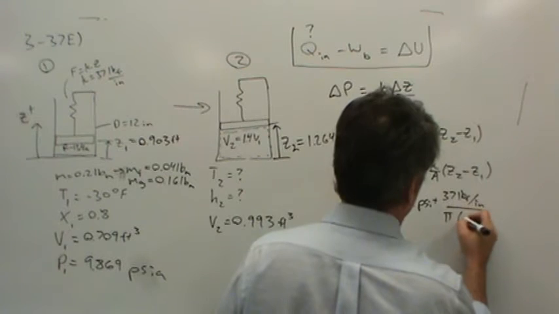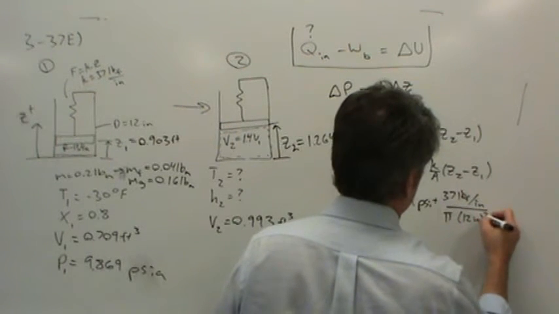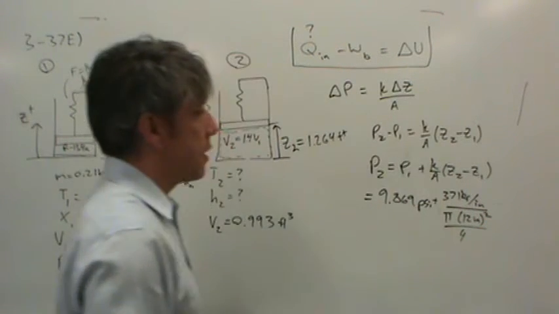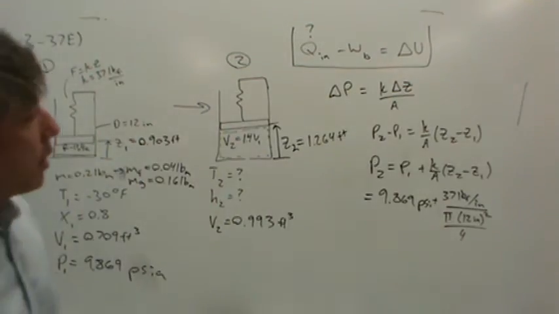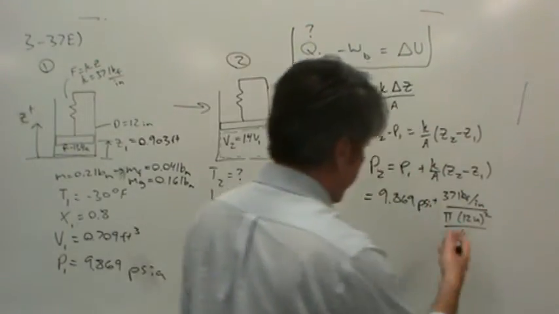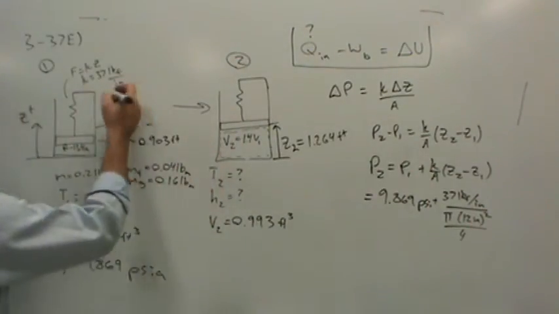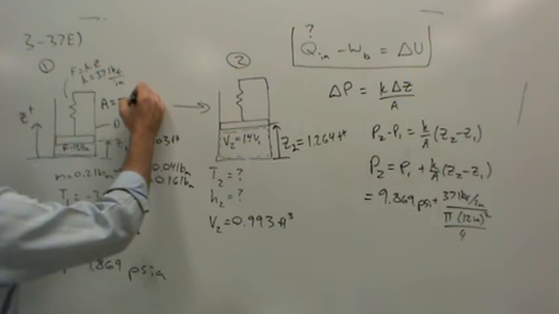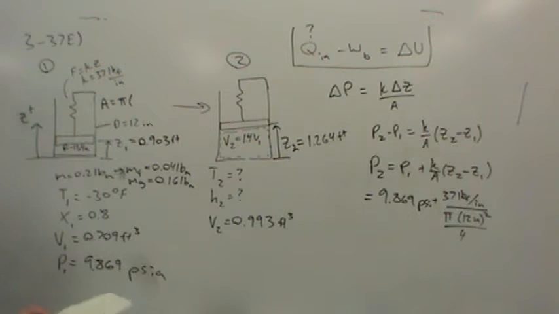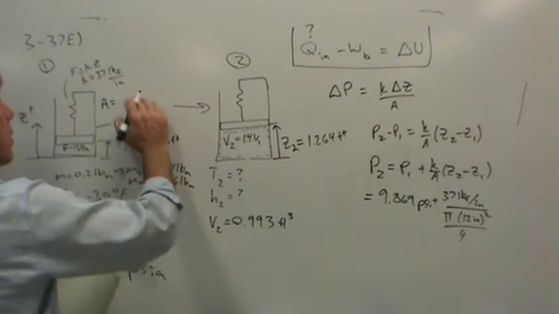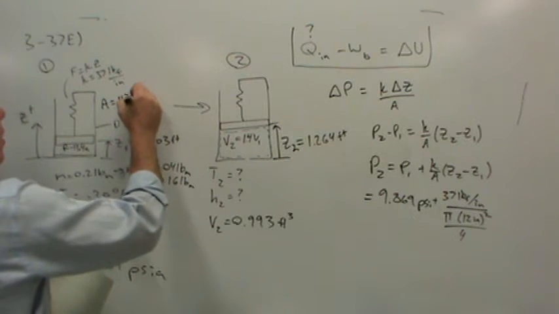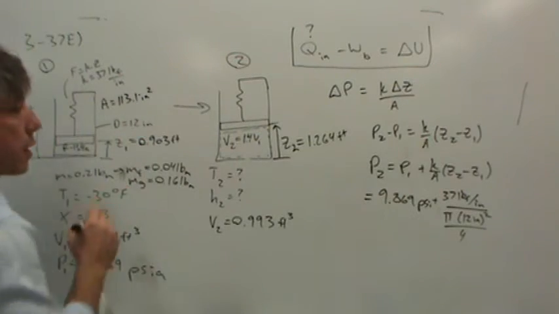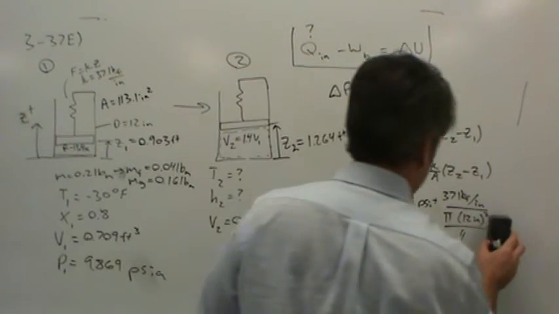So pi times 12 inches squared over 4. So that's pi d squared over 4. It takes care of the area. We may as well go ahead and get the area while we're here. Why don't we just calculate? What is the area? Pi times 12 squared over 4. Did I do that? I don't remember if I did that or not. 113.1 square inches, thank you. Okay, so we can just use that.